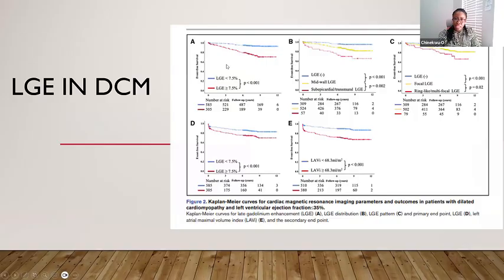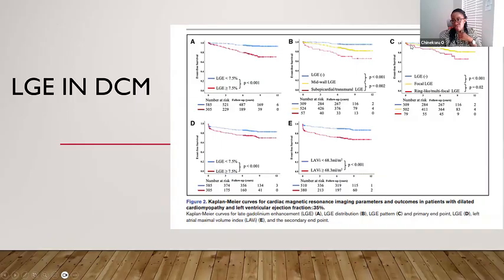And late gadolinium enhancement, the thing with it and its prognostic effect on myocardial disease is that the Kaplan-Meier curves always look like this. It diverges early. They have excess occurrence of all outcomes. However you define it: cardiovascular death, heart failure hospitalization, shock, ventricular tachyarrhythmias, appropriate shock, they all present and demonstrate adverse outcomes.